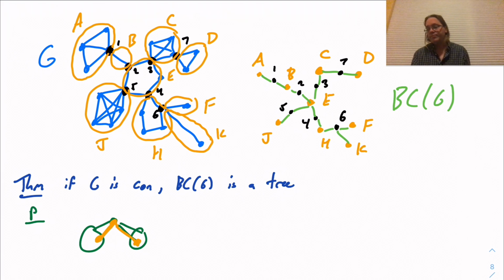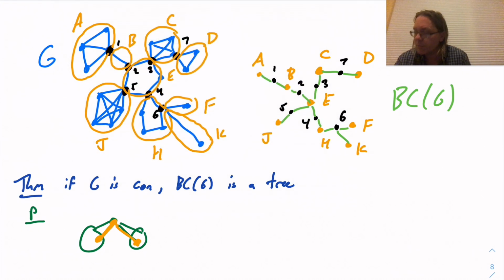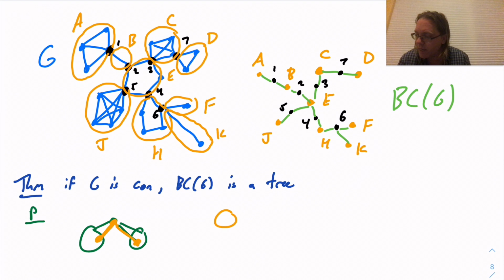So my block cut point graph is clearly going to be a connected graph. Why is it a tree? Well, suppose not. Suppose it weren't going to be a tree. Well, then you'd have to have a cycle, right? So that would be some cycle.